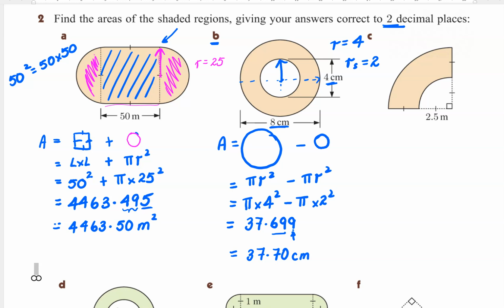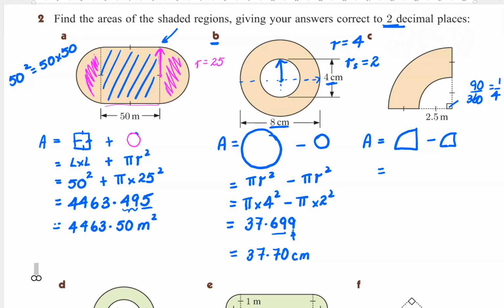We do not have a formula for this shape, but hopefully you can see we've got a quarter of a circle, or we've got 90 degrees out of the 360, which is in fact 1/4. So we're going to work out the radius of the big one once again and take away the area of the big quarter of a circle minus the area of the little one.